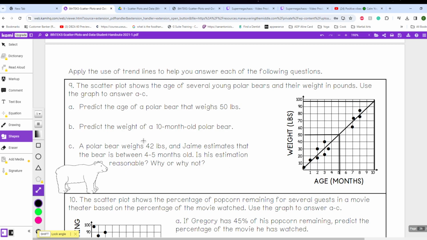A polar bear weighs 42 pounds, and Jamie estimates that the bear is between 4 and 5 months old. Is his estimation reasonable? Why or why not? So we're going to look at 4. That's around 40. And 5, that's around 50. We're going to look at the range between those two estimations. So 40 looks like it's 4 months, and 5 looks like it's 50. So we can say, yeah, it's reasonable. For 4 and 5 months, 42 falls within that range.